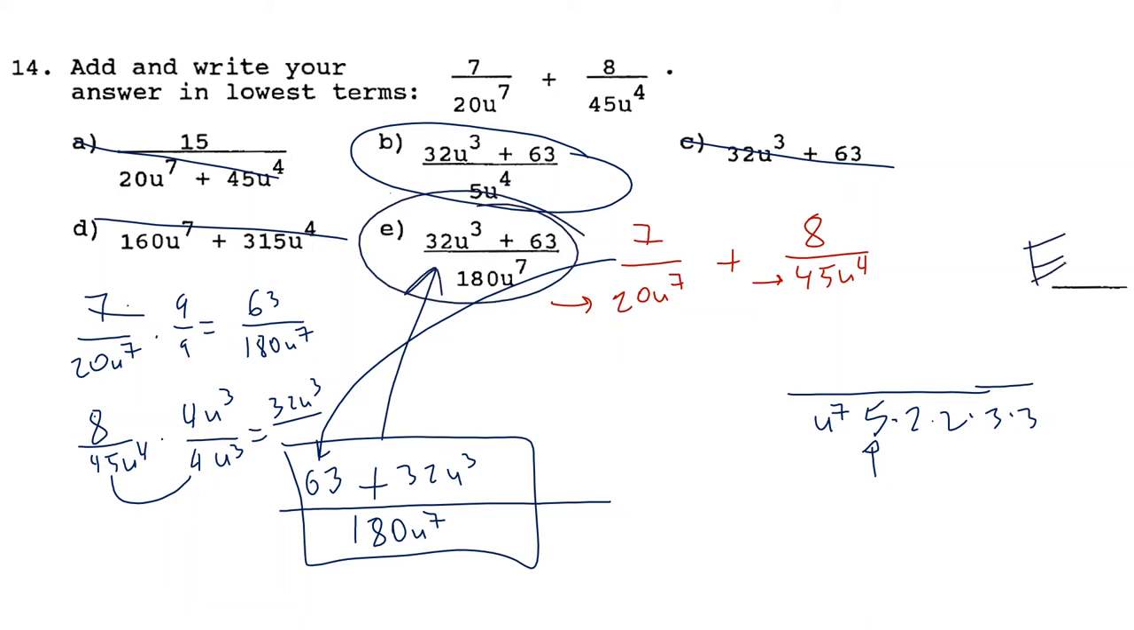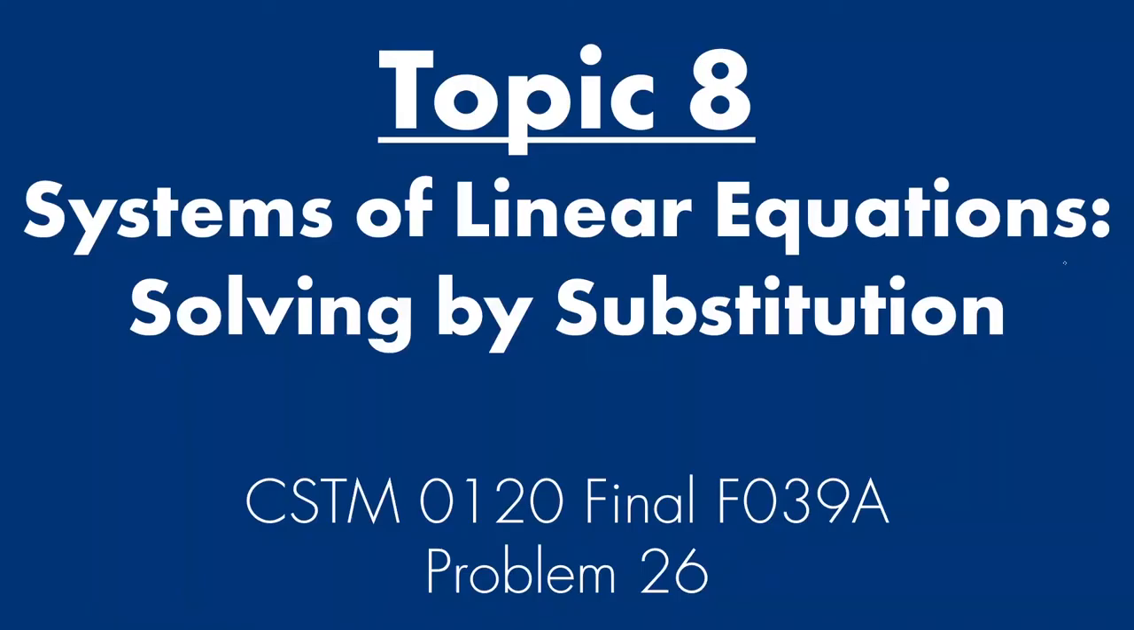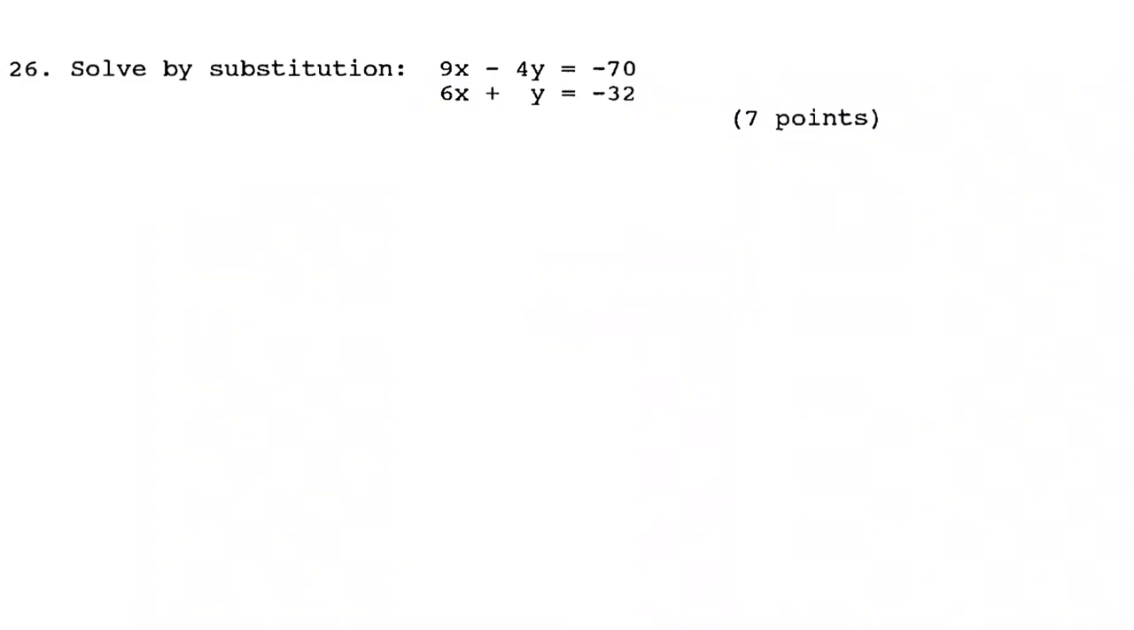So in this situation, you're looking for the lowest common denominator, and then you multiply in each fraction to get to that lowest common denominator, then you combine those two fractions. All right, almost done. Topic 8, systems of linear equations, specifically solving by substitution.